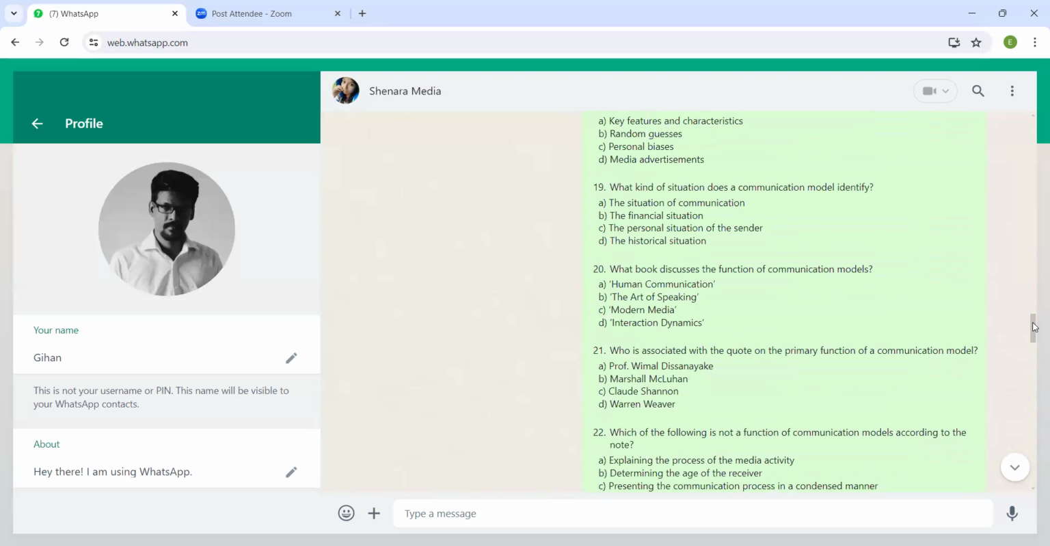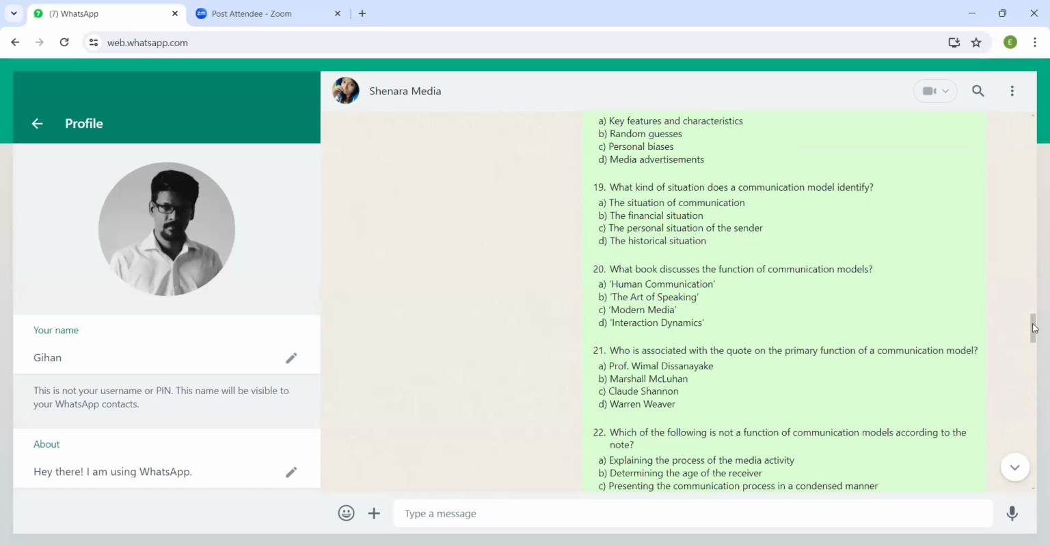What book discussed the function of communication models? Human Communication. That is the book. That Human Communication book discussed the function of communication models. Who is associated with the quote on the primary function of a communication model? Professor Vimal Disanayak, in the Human Communication book, has given a quote on the primary function of a communication model. What is the primary function of a communication model, described by Professor Vimal Disanayak in the Human Communication book?